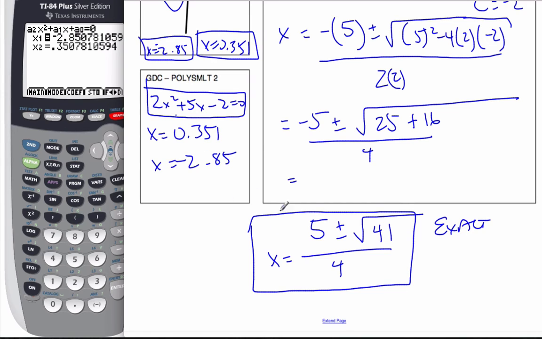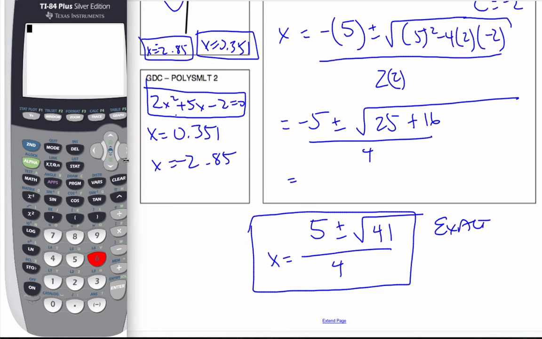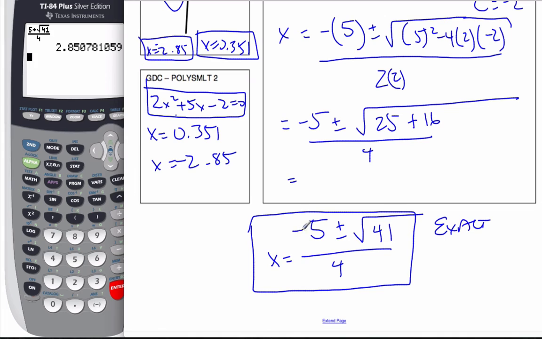If you want to see if it's the same, what you do then is you quit this and you plug this into your calculator. I'm going to go alpha fraction, y equals negative 5 plus the square root of 41 over 4. And that's 0.351. Oh, I made a mistake here. I get negative 5. So this is a nice way to check, negative 5.